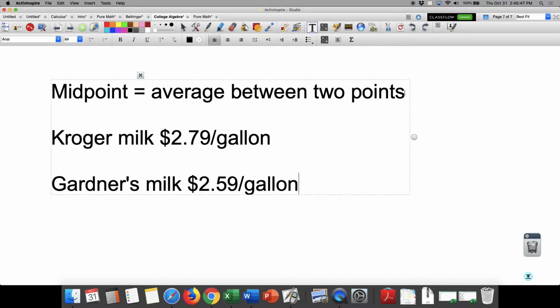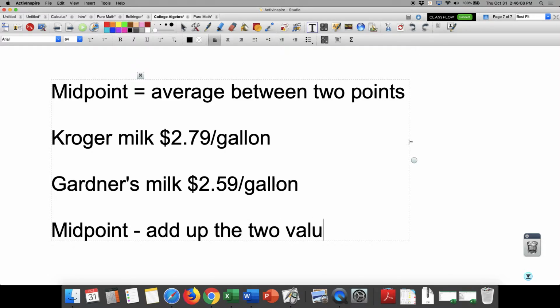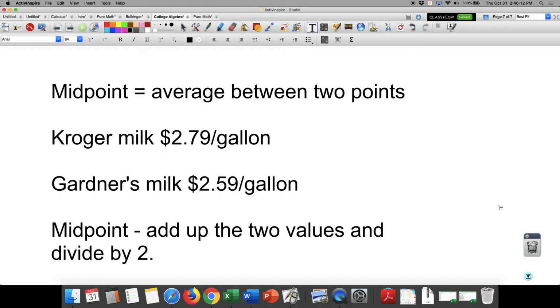And you're not sure sometimes whether you're going to buy Kroger milk or Gardner's milk, but what you would do is you're going to find the midpoint or average of these two. So let's talk about midpoint. How do you find the average or the midpoint? You simply add up the two values and divide by 2. So let's do this a little bit with our Kroger milk and Gardner's milk. So you take out your calculator.